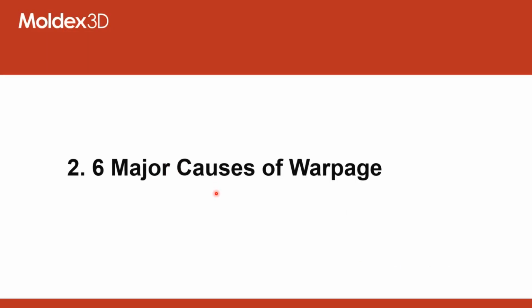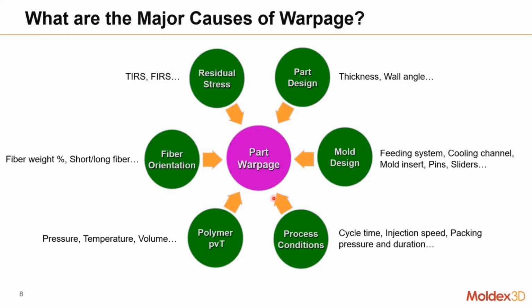And there are six major causes of warpage. They could come from the part design level, the mold design process, or the material, including short fiber, long fiber, carbon fiber, or glass fiber. Of course, during the molding process, we are going to see residual stress, and how we can understand which cause makes the part warp.